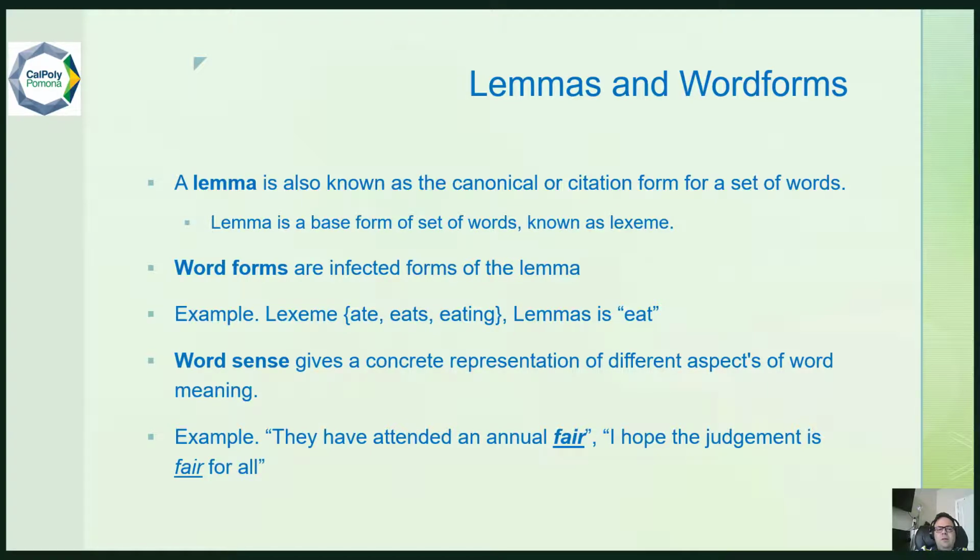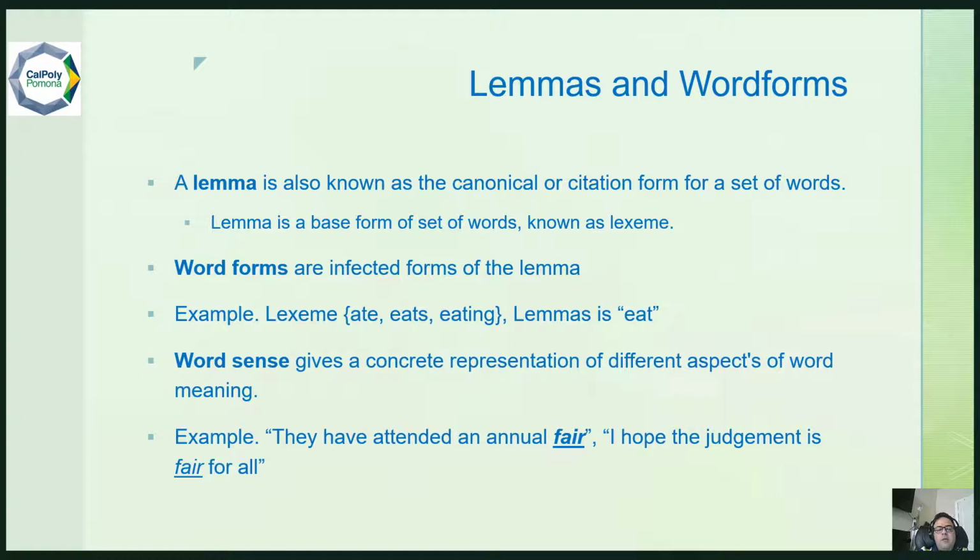What is a lemma? A lemma is also known as the canonical or citation form of a set of words. So it is the base of a set of words known as a lexeme. Okay. And for one word, you may have a different set of words that can be explained, but the base word would be the lemma.